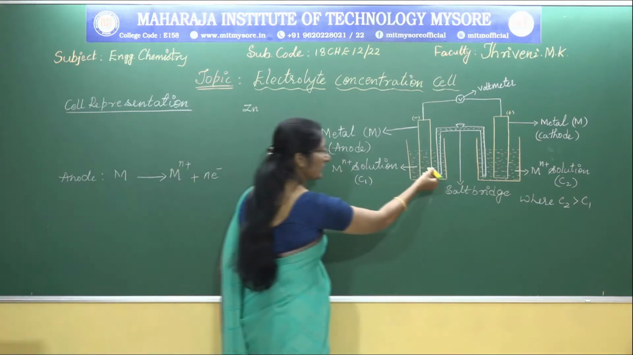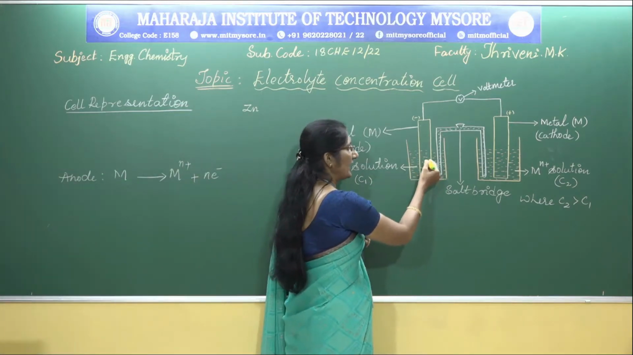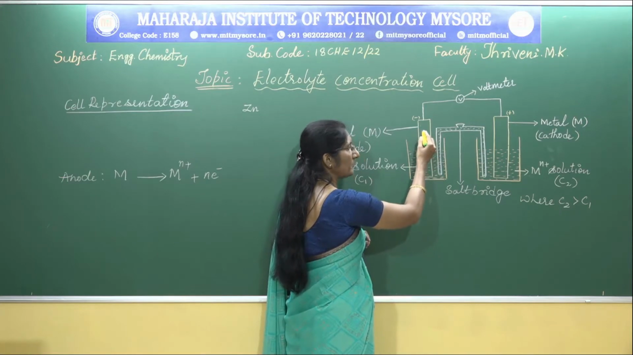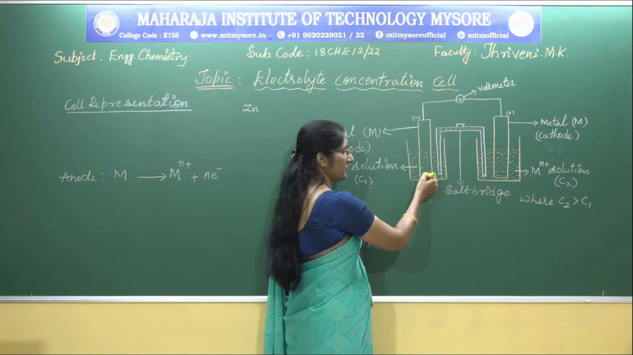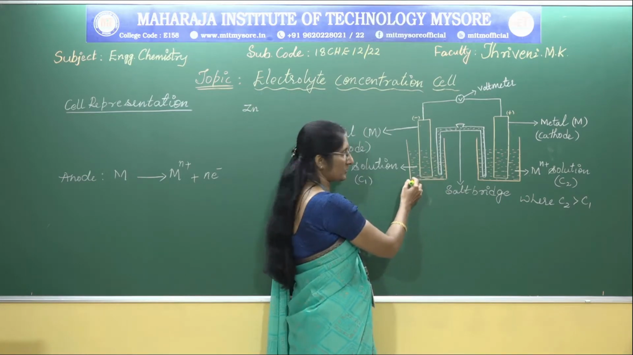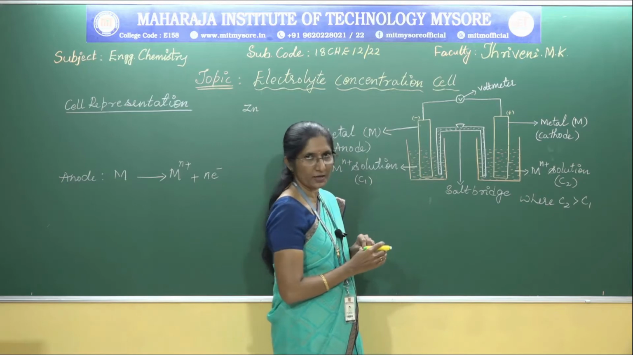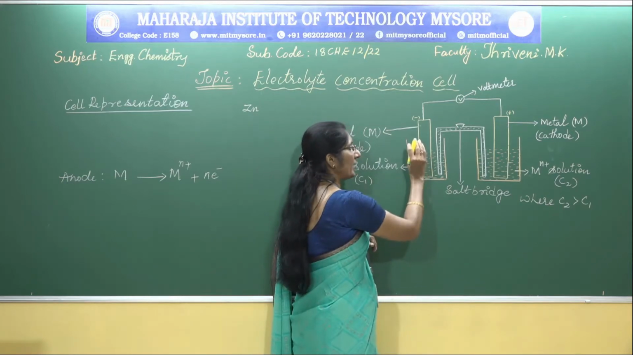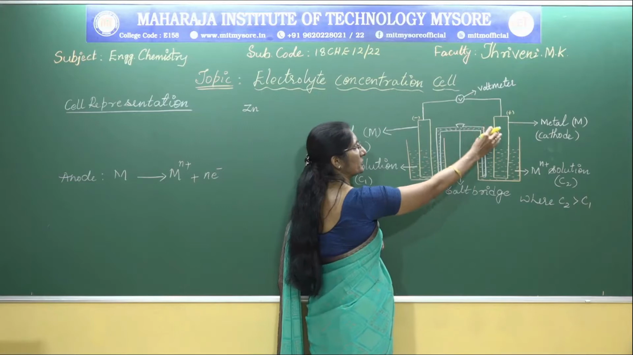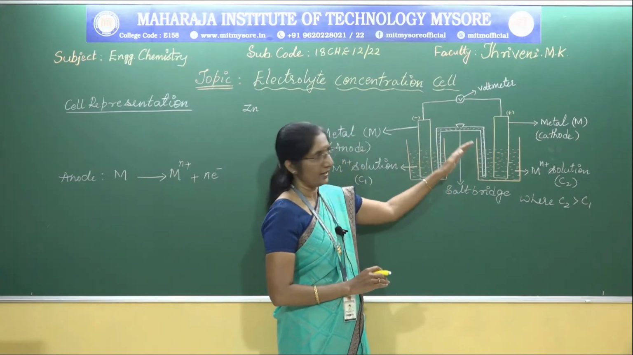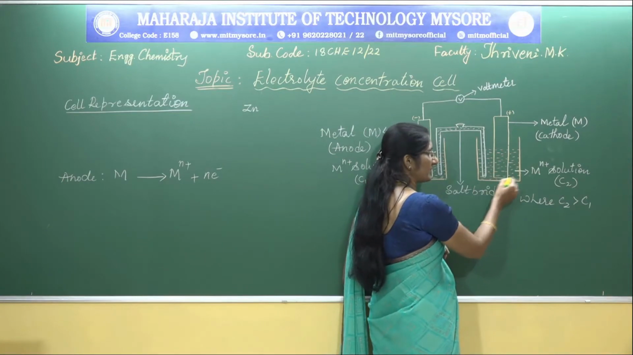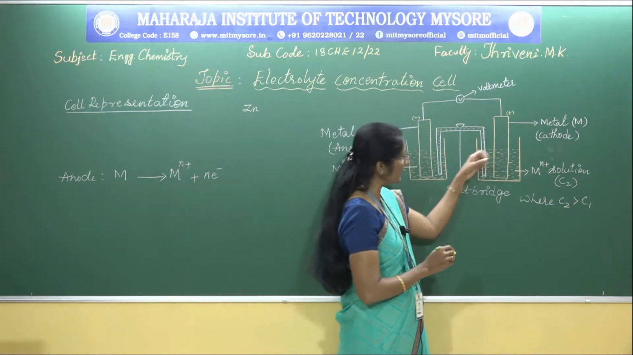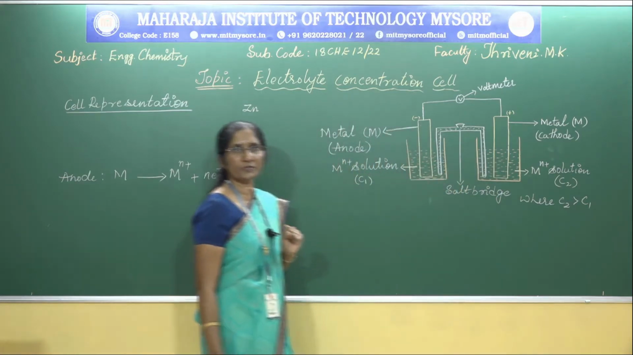These metal ions enter into the solution and the electrons move from anode to cathode. The difference in concentration of the electrolyte makes the redox reaction happen. Therefore it drives the electrons from the anode compartment to the cathode compartment through the external circuit. So at the cathode, what happens? The metal ions present in the solution migrate towards the vicinity of the electrode and gain the electrons, then they undergo reduction.